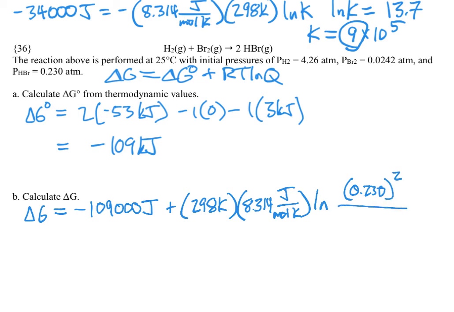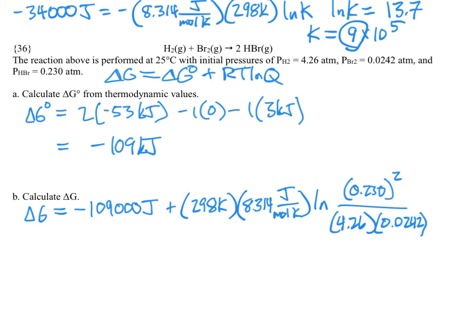And then we're going to divide this by the pressure of the hydrogen, which is 4.26, times the pressure of the Br2, 0.0242. Now, just a reminder here, when you're writing mass action expressions, things like an equilibrium constant, things like a reaction quotient, and you're working in the gas phase, you want to be in atm units, all right? So we were given atm, so we don't have to worry about this too much. We're going to put the units into our mass action expression in atm.